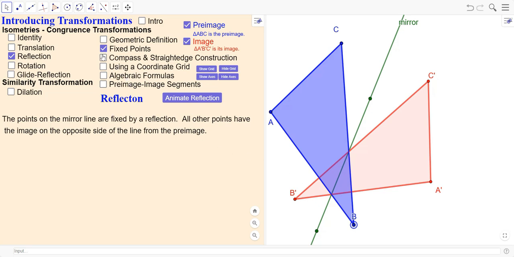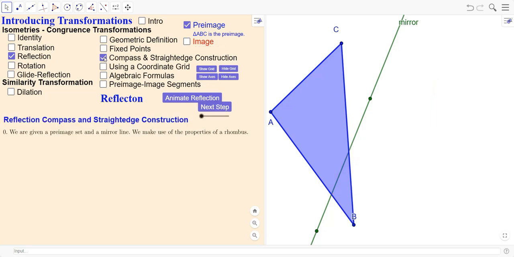Okay, so how can we construct this with a compass and straight edge? Well, we're going to make use of the properties of a rhombus. Somehow we have to find something that has a perpendicular bisector, and we know that the diagonals of a rhombus are perpendicular bisectors of each other.